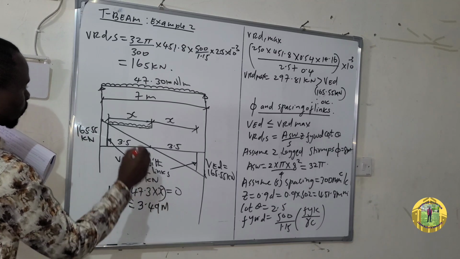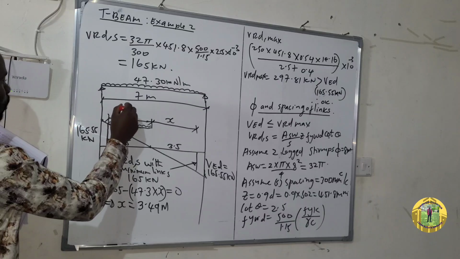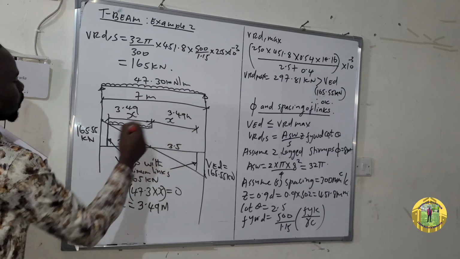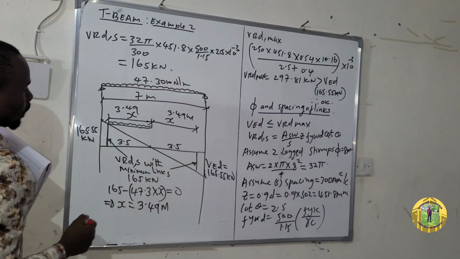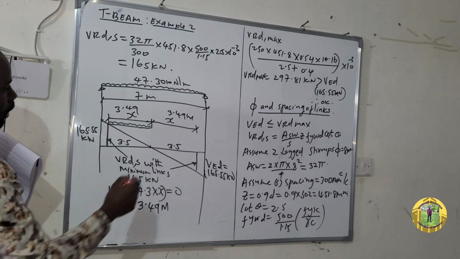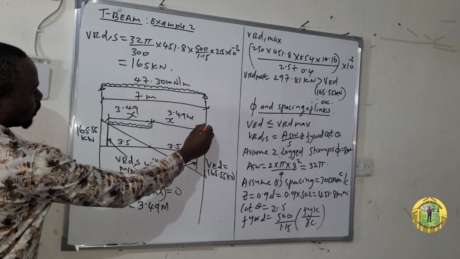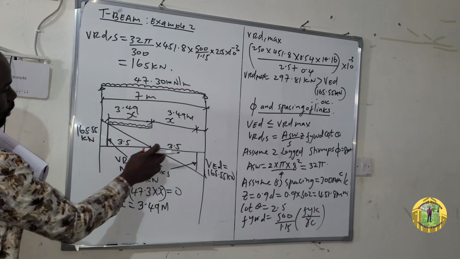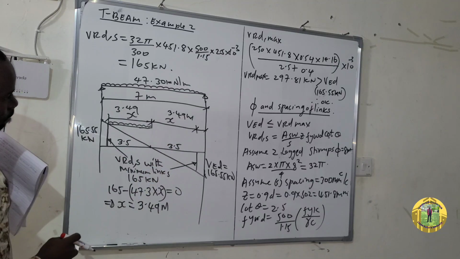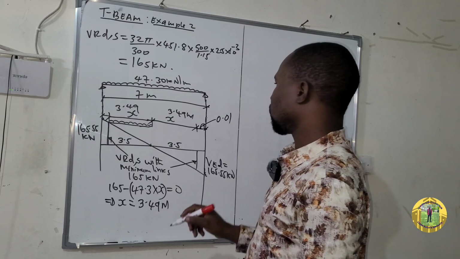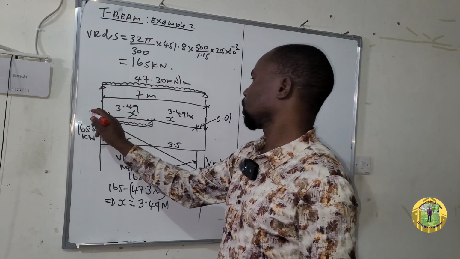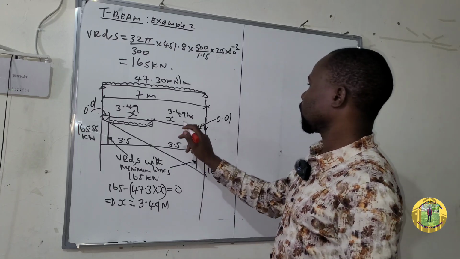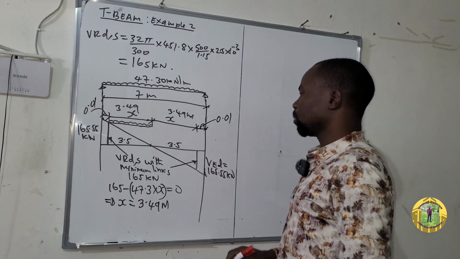3.49 meters. So this 3.49 meters, you'll provide minimum links. So then the remaining distance, you take 3.5 minus 3.49, which is 0.01, as well as this one, 0.01. So here you will provide at distance x minimum reinforcement.